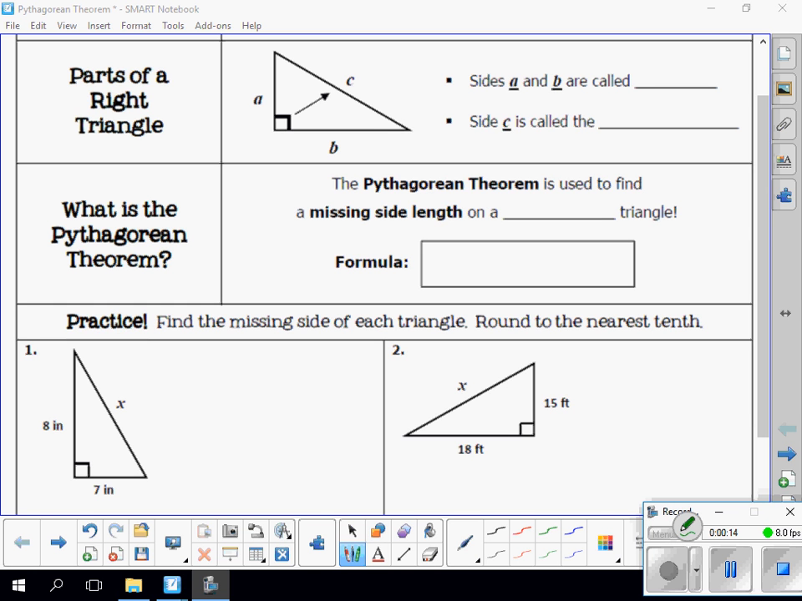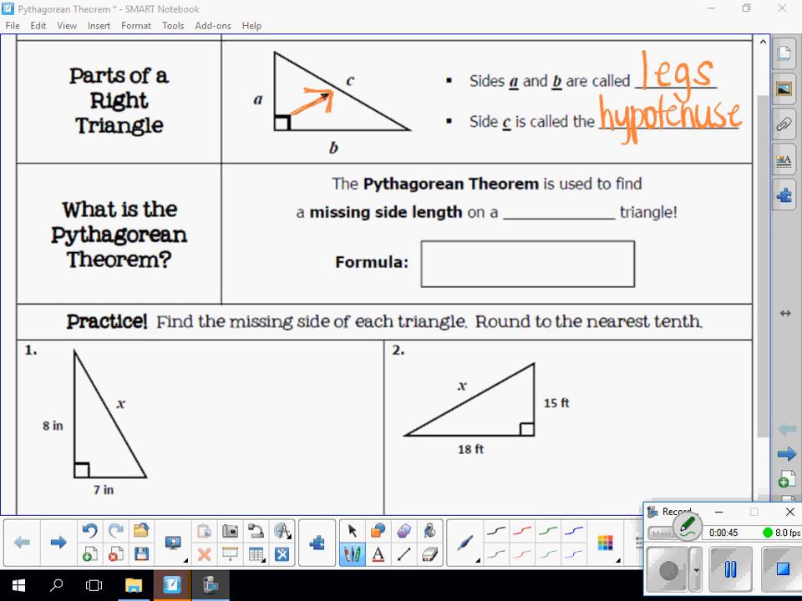We've looked at right triangles already this year, but in a right triangle we have two legs, and those are sides A and B. So sides A and B are called the legs of the triangle. And then we have one side, side C, which is called the hypotenuse. The hypotenuse is the longest side in a right triangle. It is the side across from the right angle, and it is your diagonal side. So your hypotenuse is always in the same location.